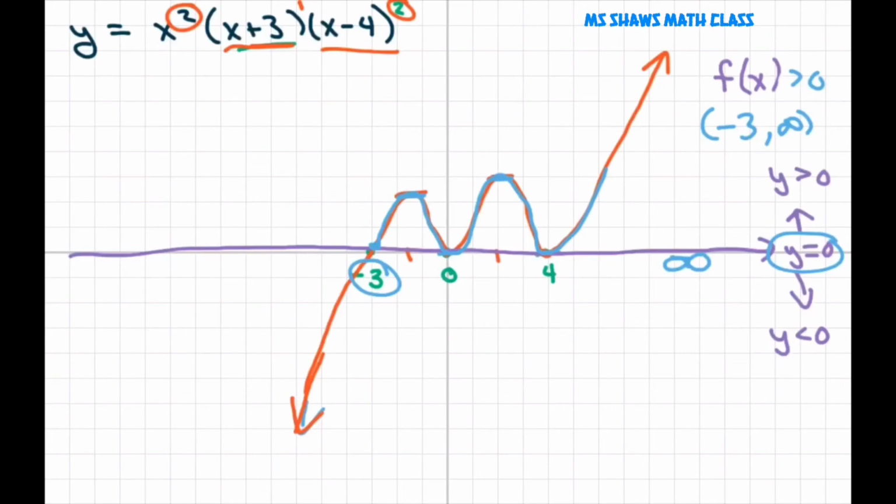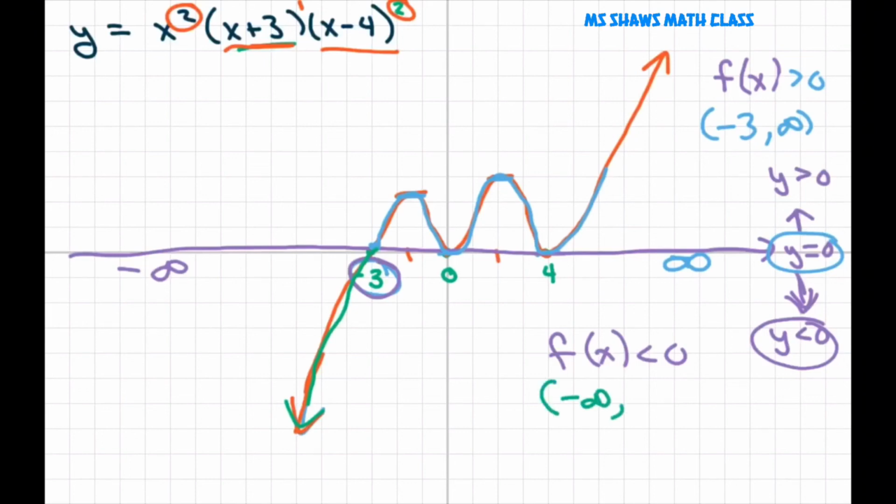And where our graph is below y equals 0, where f of x is negative, that's going to go from negative infinity to negative 3. It's this portion right in here. So that's going to be negative infinity to 0.